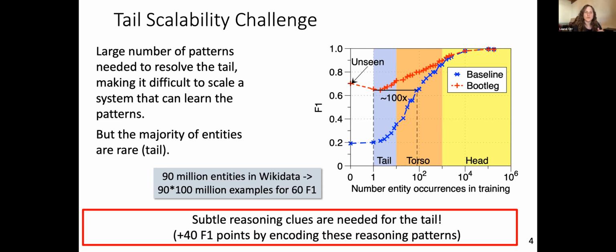Now, we're going to show you how, by using our model Bootleg, we're able to achieve high performance over these rare entities by using subtle reasoning patterns over the tail that do not rely on textual memorization, and how you can get about a 40 F1 point lift. And this is where, as you're going to see, knowledge graph relationships and type information is going to come in to help us resolve entities over the tail.